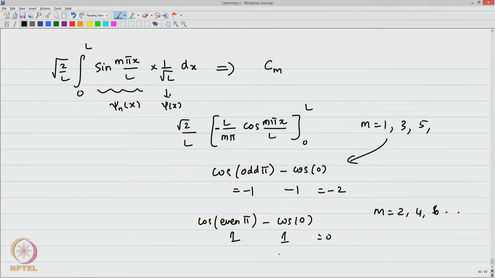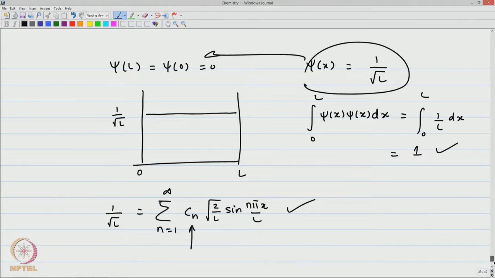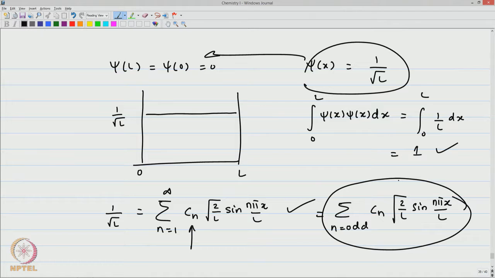Okay. Therefore, the summation contains only n odd, Cn root 2 by L sine n pi x by L. Okay. This function is a constant, and it is symmetric about the middle, L by 2. You can see that this is even with respect to the middle part, the sine function, if it is odd number.